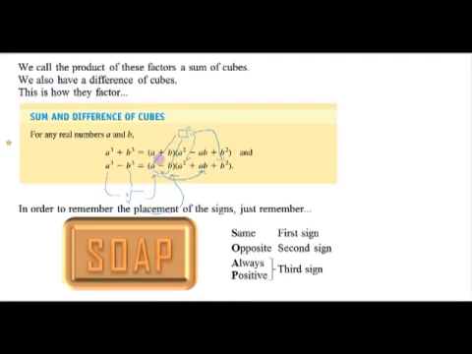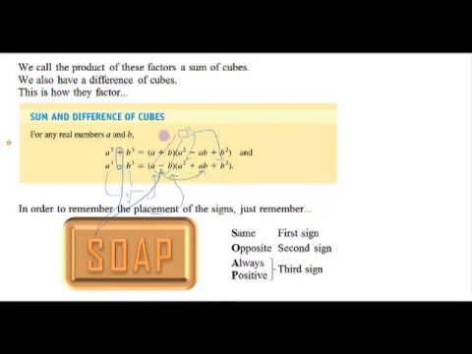So to remember the placement of the signs, since the numbers are all going to be found the same way, the way to remember the sign is using SOAP. SOAP means that our first sign is going to be the same as this. So it's going to be the same here. If this is a positive, this is a positive. If this is a negative, then this is a negative.